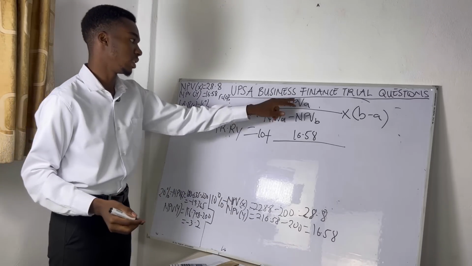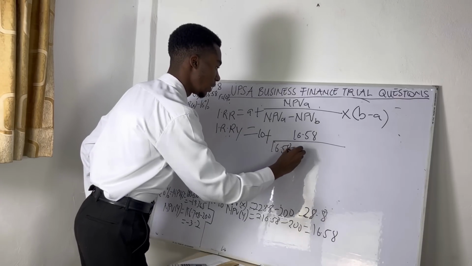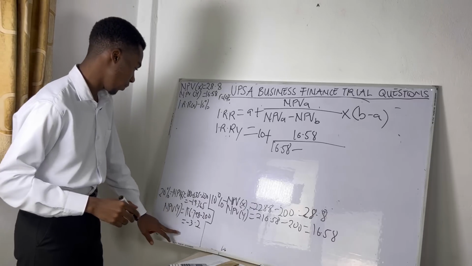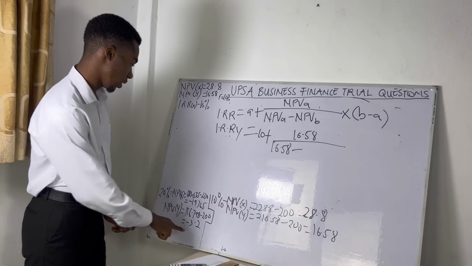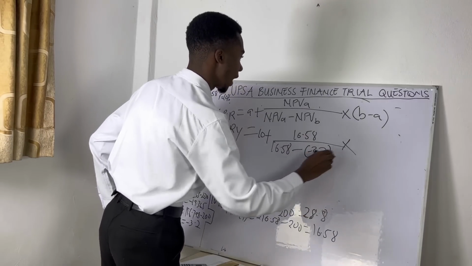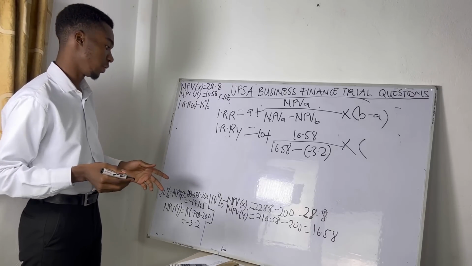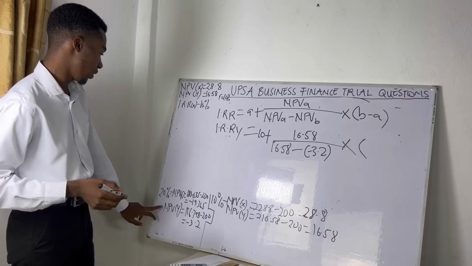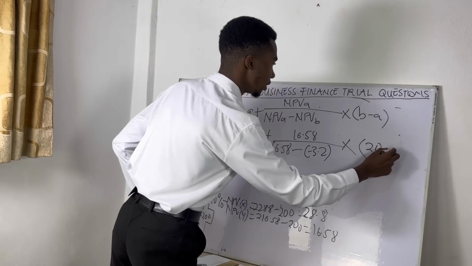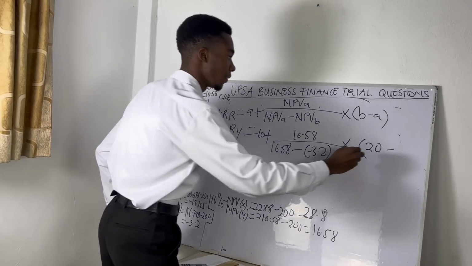So the positive NPV is the NPV A, then over NPV A again, which is 16.58, then minus the NPV of B, which is a negative NPV. Since you are dealing with Y, the negative NPV is negative 3.2. Into brackets, negative 3.2, times B minus A. B is the rate that gives us the negative NPV, which is 20%. 20% is what gives us the negative 3.2. Then minus A, the rate that gives us the positive one, which is 10.